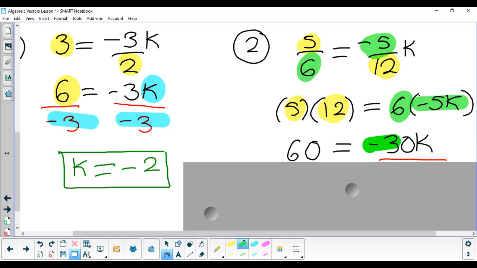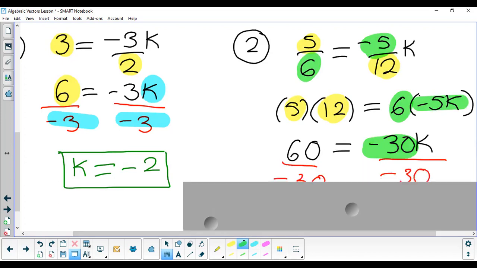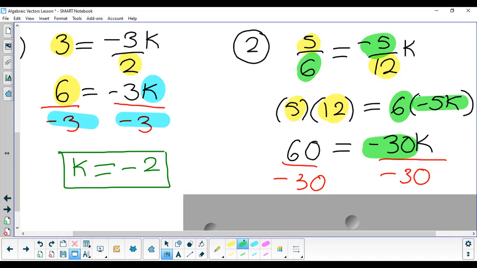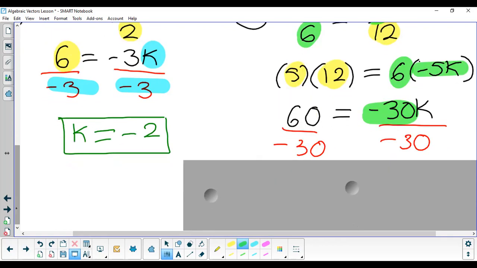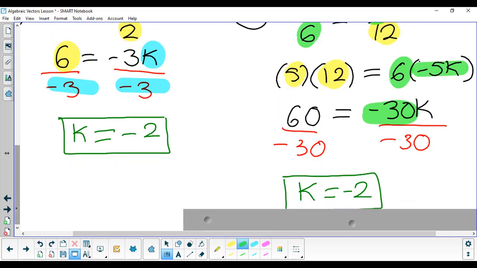I want k by itself. I don't want this -30. So what do I have to do to both sides? Something? Divide both sides. Thank you. Divide both sides by -30. So that gives me a final answer that k is equal to -2.